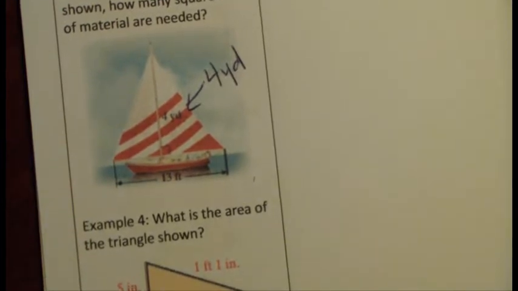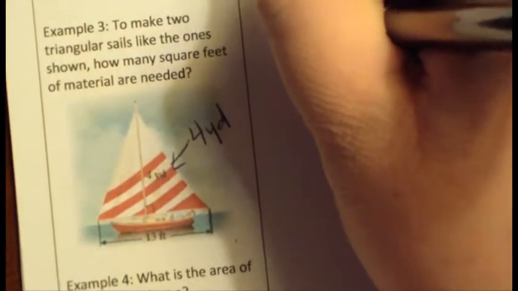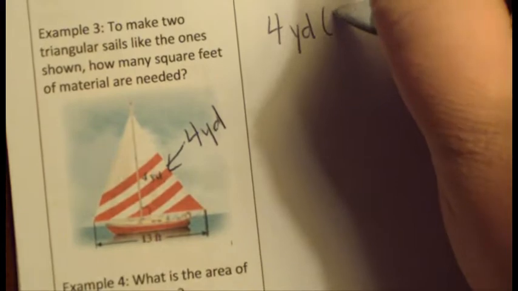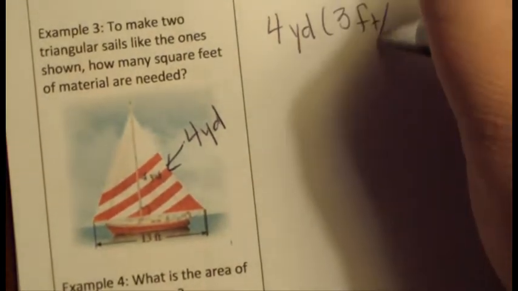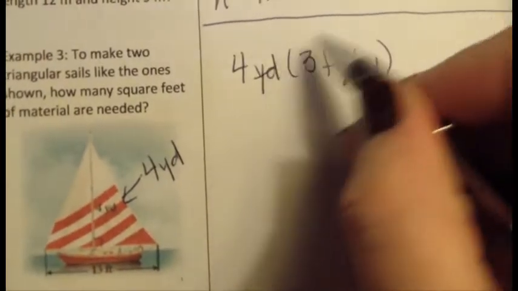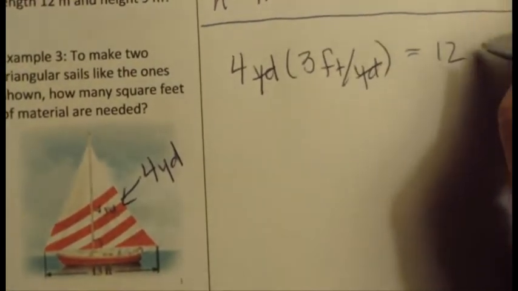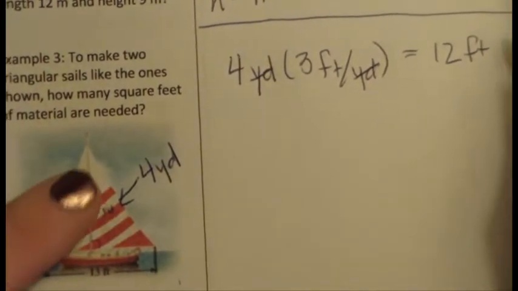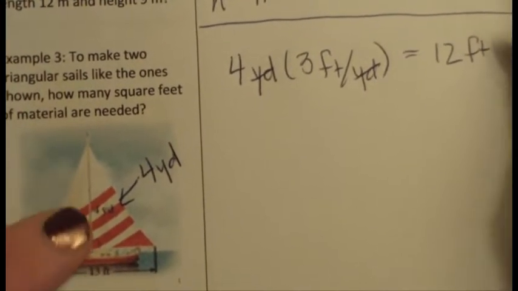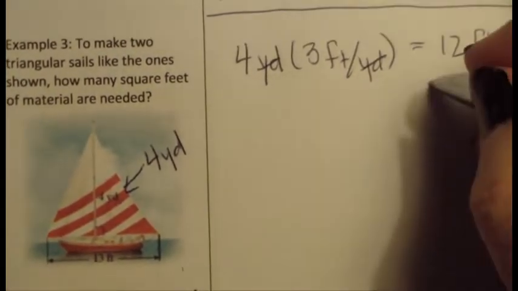So easiest thing to do, change yards into feet. So we got 4 yards. There's 3 feet in a yard. So if we multiply those together, yards are going to divide out, and we got 12 feet. So that is our height. Our base is 13 feet.